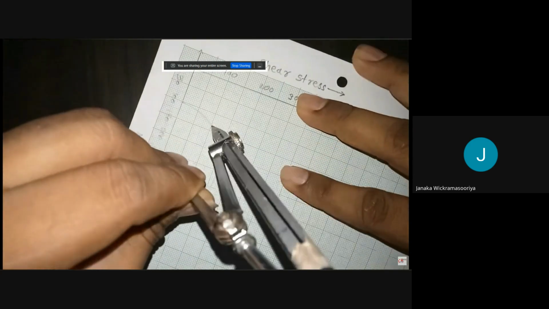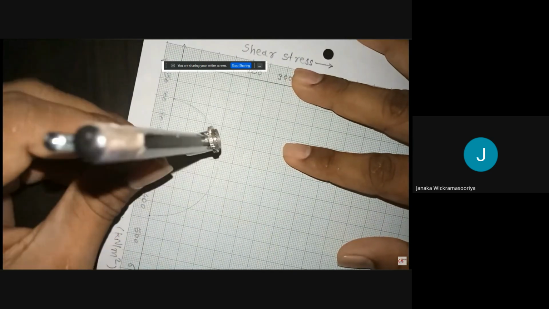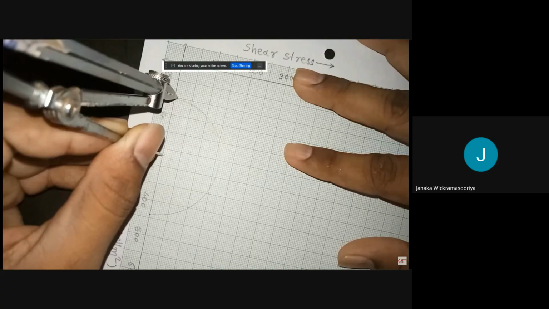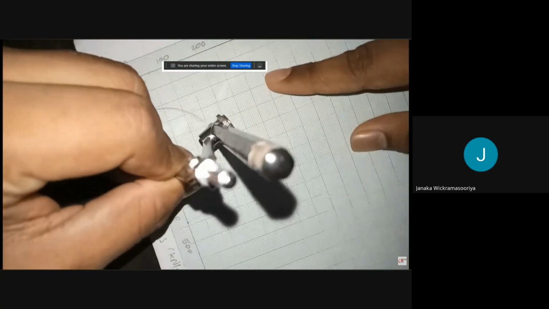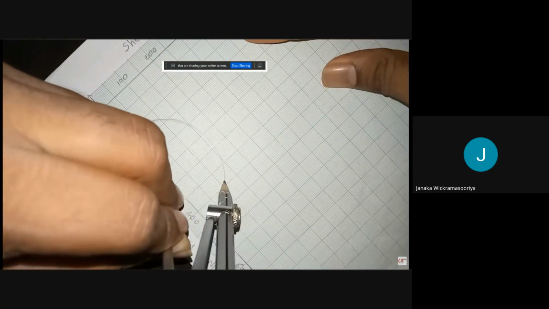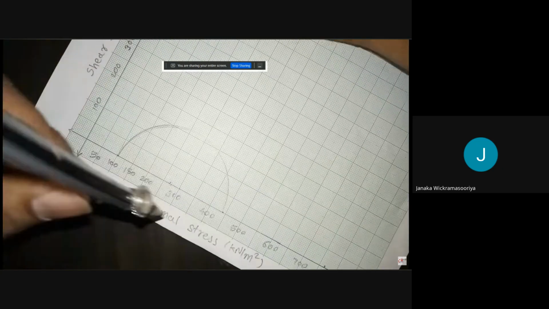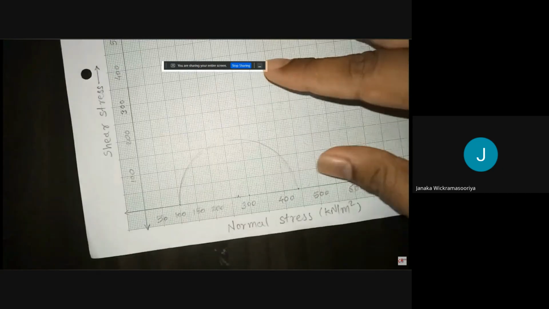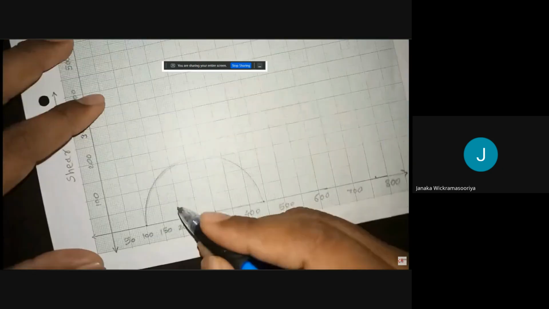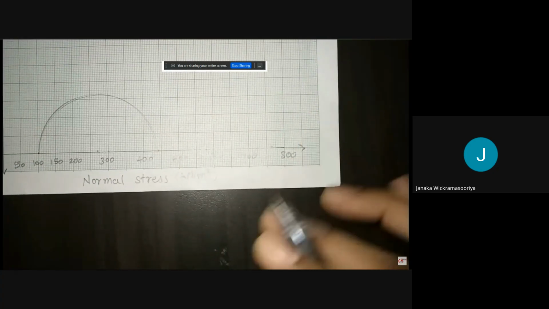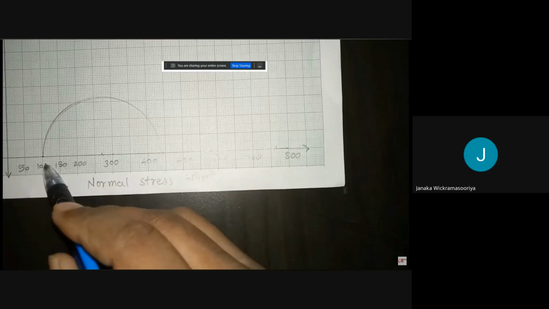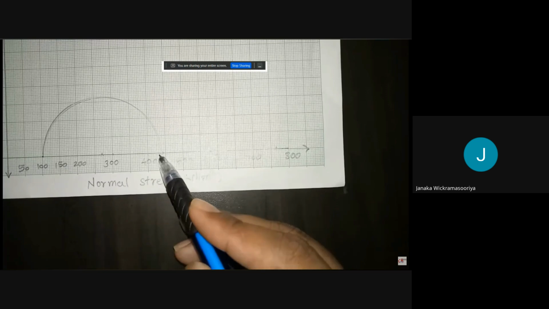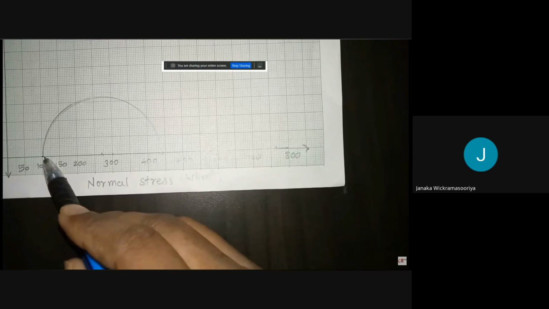So you can draw one more circle like this. I just wanted to show you this one because we could not do the practicals. Okay, the arc has been drawn between these 2 points. This is sigma 1 and this is sigma 3. Sigma 1 is 440 and sigma 3 is 100.